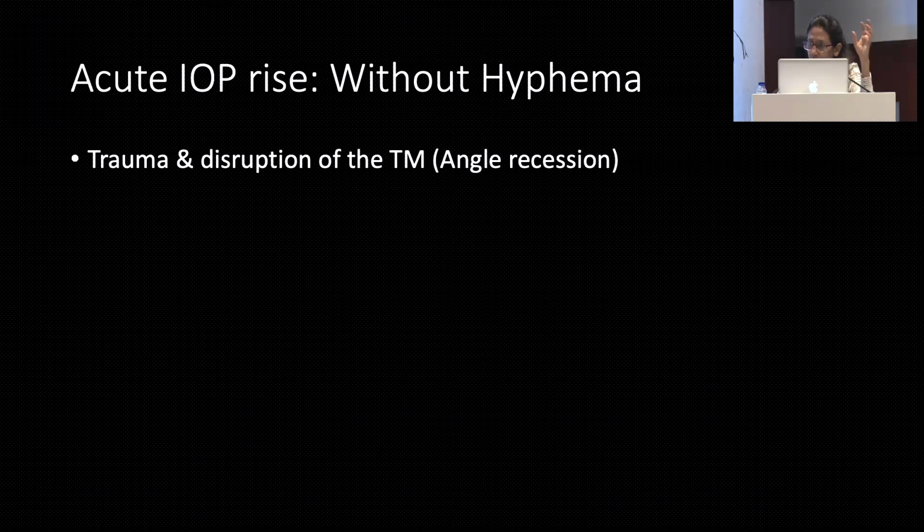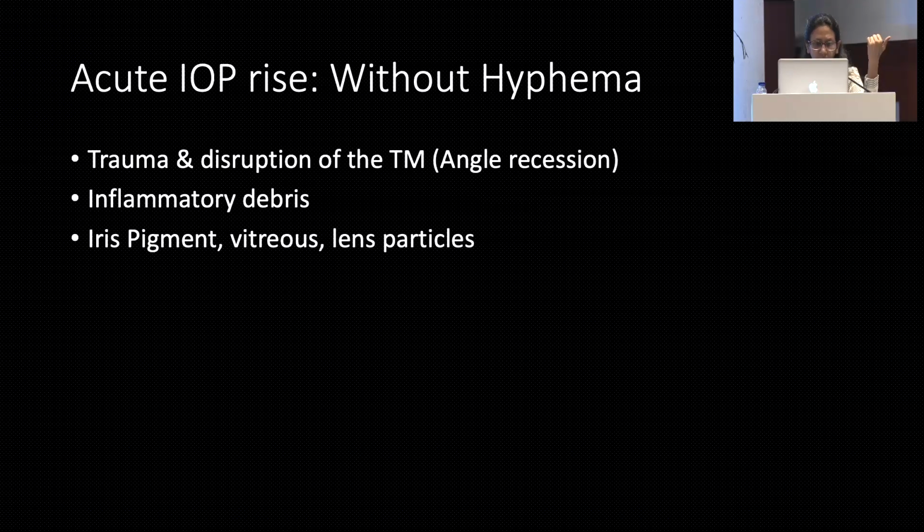The causes could be just the trauma, that is disruption of the trabecular meshwork. Angle recession is an indication of disruption, and immediately it will not cause high IOP. But because the TM has been disrupted, the IOP will rise. Inflammatory debris, if there is a lot of inflammation, will block the TM. Iris pigment, yes. Lens particles, if the lens has ruptured. Vitreous normally 360 degrees is not going to block your trabecular meshwork, but it's an indication of how badly the injury has damaged the eye structures. So lens subluxation can block the angle because of various reasons.